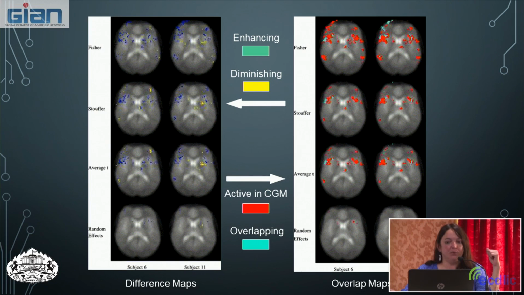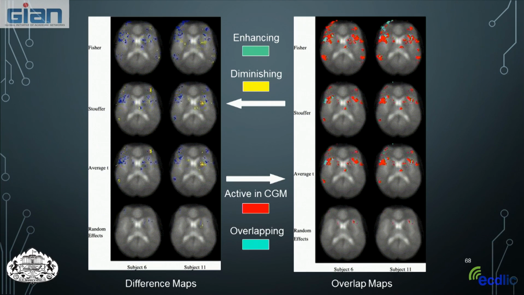And here's an example of two different subjects. These are the difference maps: how many voxels went away and how many came back by putting subject 6 in and putting subject 11 in. The difference maps are on the left, and on the right are the overlap maps. The red represents the voxels that were active in the complete group map, and the green is how much overlap there was between a single subject and the complete group map.